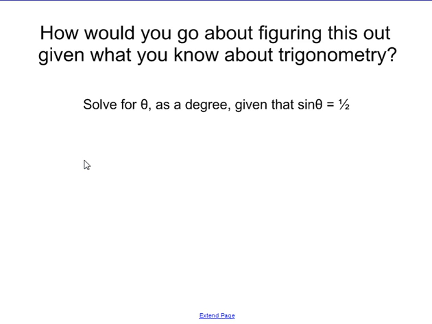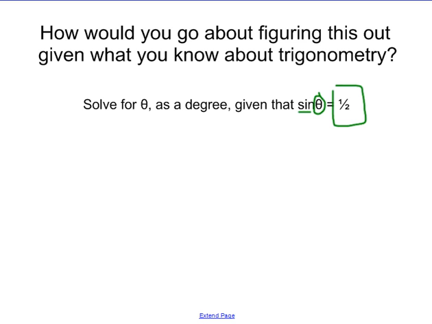So now let's move on to this. How would you go about figuring out theta given that sine of theta equals 1/2? I mean, up to this point, we've always been given an angle measure. We've always been given this. And we've been using that value, plugging it into this trig function to get the answer there, to get that 1/2. Now we're going about it in a little bit different way.